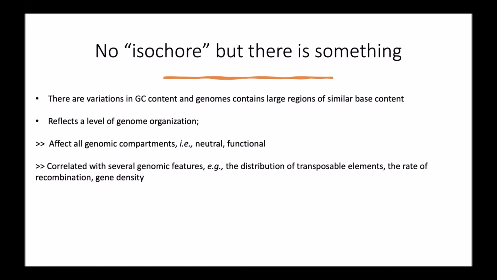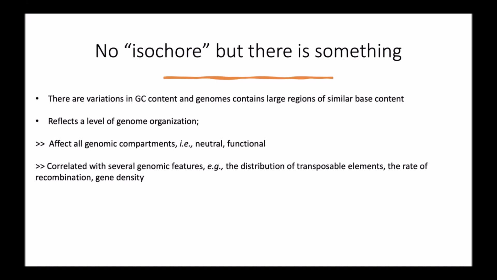There is variation in the GC content, and there are large regions which can be described with a similar base composition. These variations were also thought to reflect some kind of genome organization, since they were affecting all genomic compartments, not just neutral, but also functional.